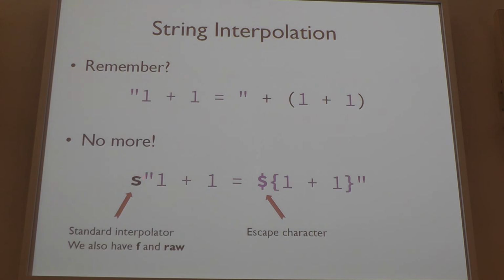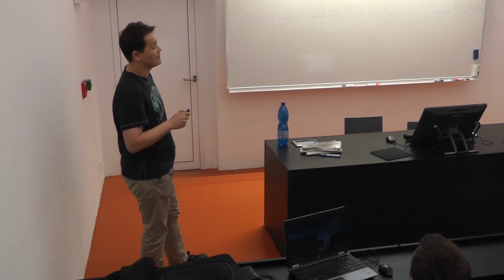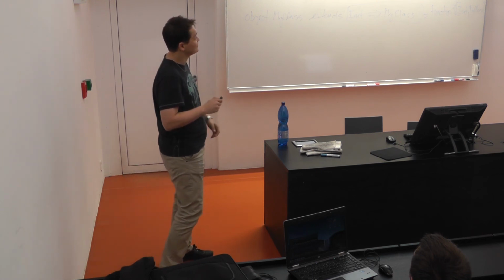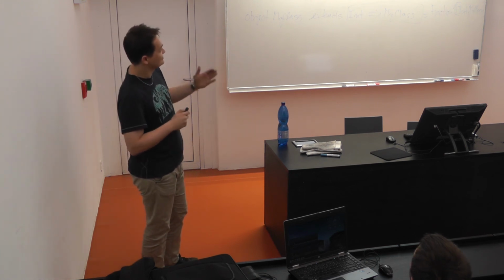Scala 2.10 brings you so-called string interpolation. You have three standard interpolators: s, f, and raw. And you have an escape character, $, which you can use inside the string to designate some expression, which can be in curly braces, and it is interpreted as regular Scala code. If you have, for example, only a variable, you don't have to use the curly braces. You can just put the $ sign and the name of the variable inside the string, and the value of the variable is put inside the string.